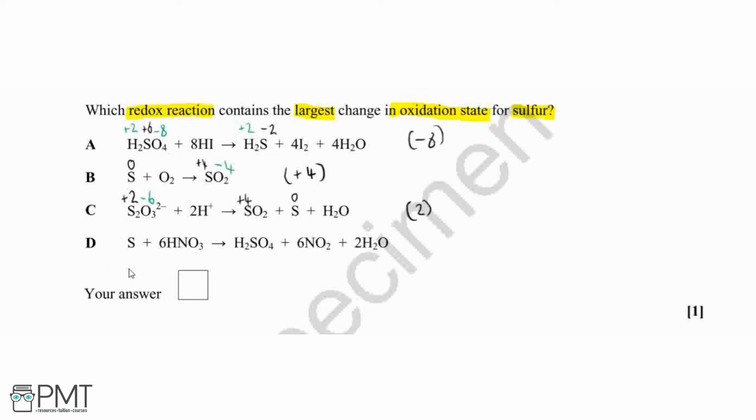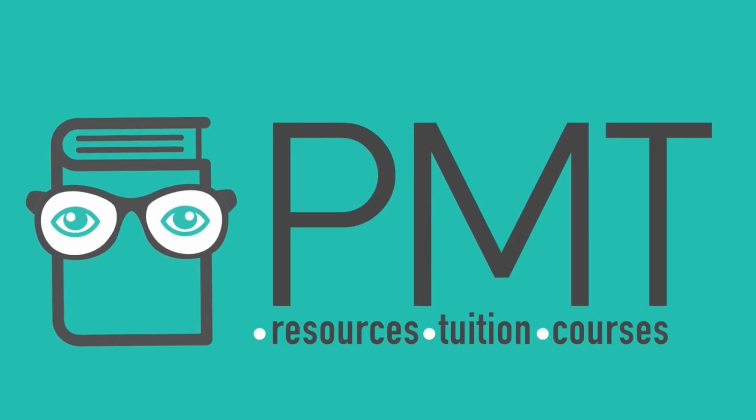So again, we've got our elemental sulfur on the left, that's got oxidation state of 0. And then on the right, we've got that sulfuric acid again, where we worked out above that our sulfur has got an oxidation state of +6. Therefore, our change here is +6. So we can see overall that the biggest change in oxidation state is going to be from equation A, where we had a change of -8. So our answer will be A.